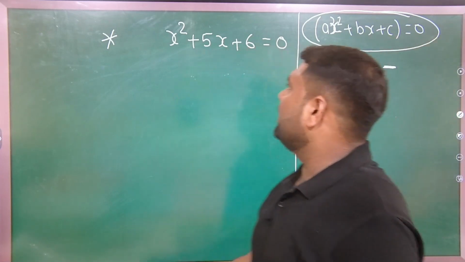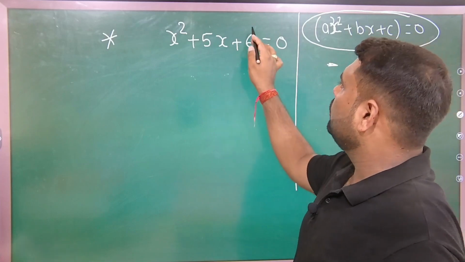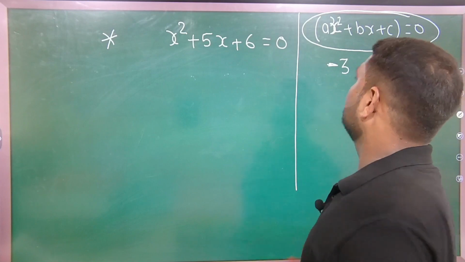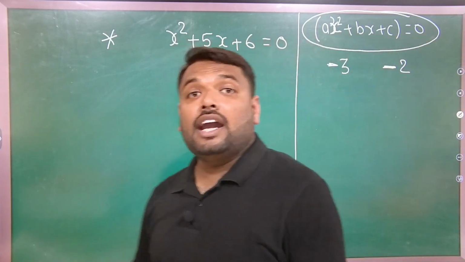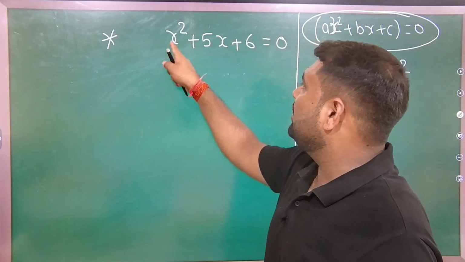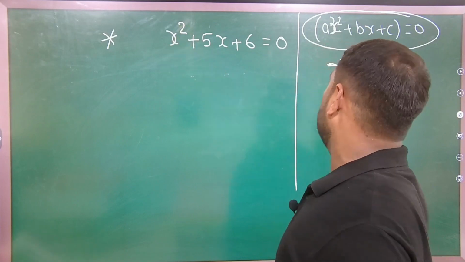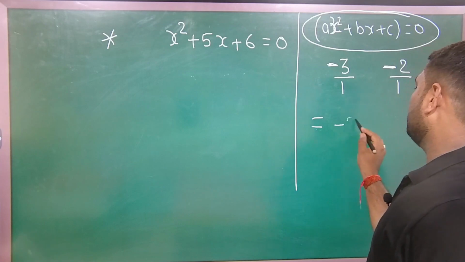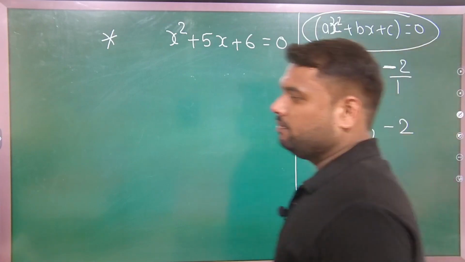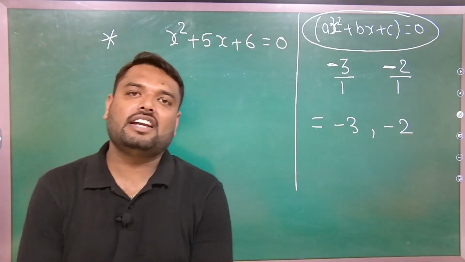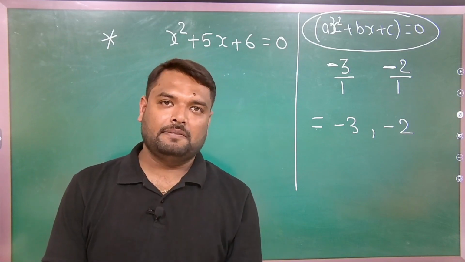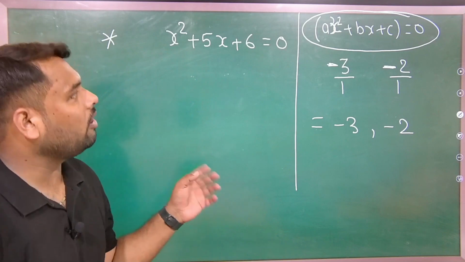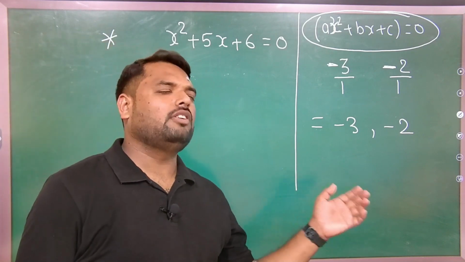Now factorize it. 3 into 2. You know the factorization will be 3 plus 2. Write down 3 and 2 here. And in the last step, just divide by the coefficient of x square in both. That means the answer will be minus 3 and minus 2. It will take 10 seconds only. Got the point? This is a shortcut, though it is not really a shortcut.